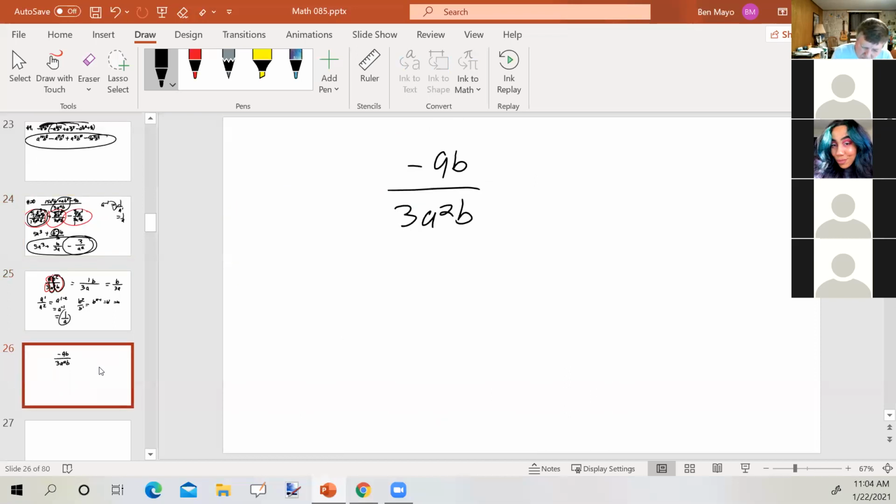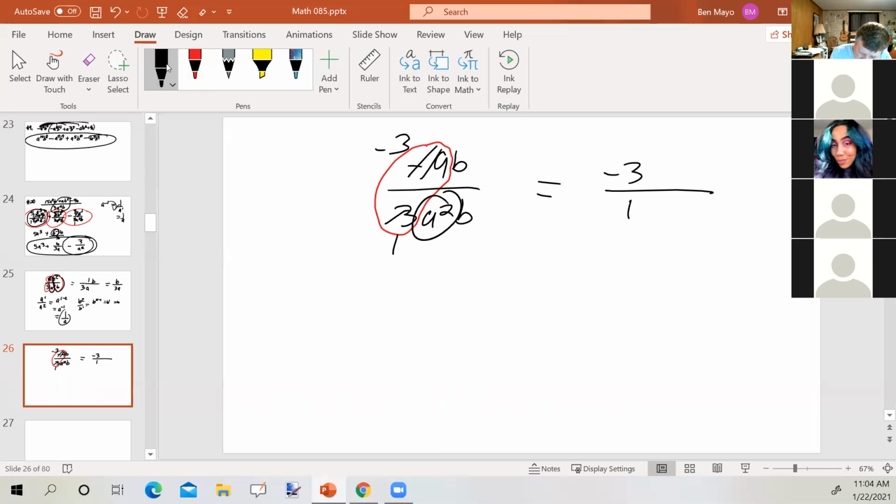Okay. So focusing on just the numbers, negative 9 over 3 would be negative 3 over 1. Oh, okay, I see where you did that. That makes a lot more sense now. This is a squared on the bottom. It's not going anywhere. B over b reduces down to b to the 0, or just 1. So you got negative 3 over a squared.